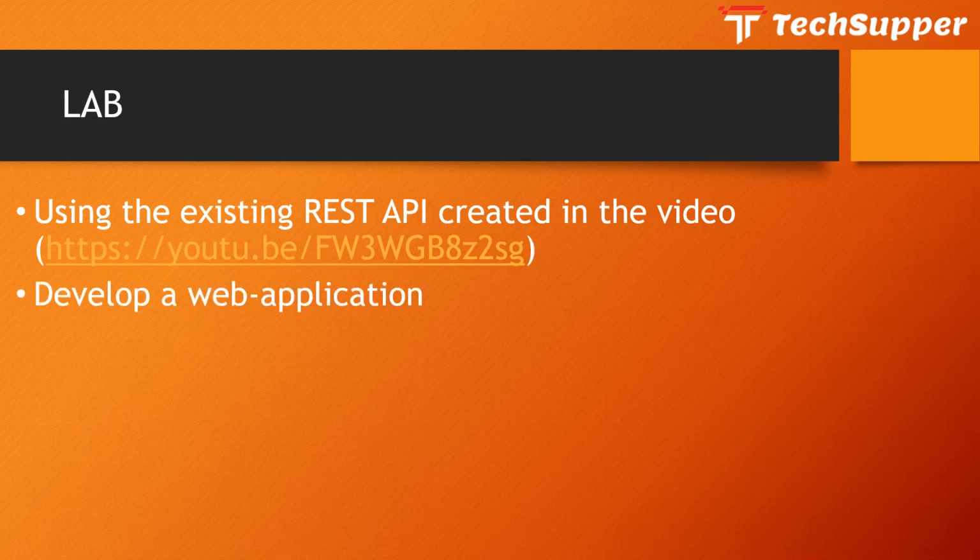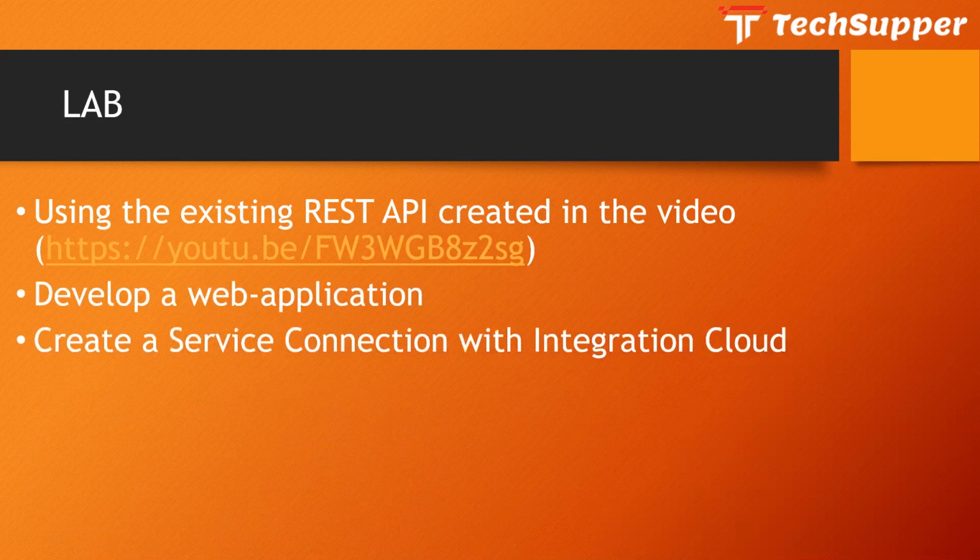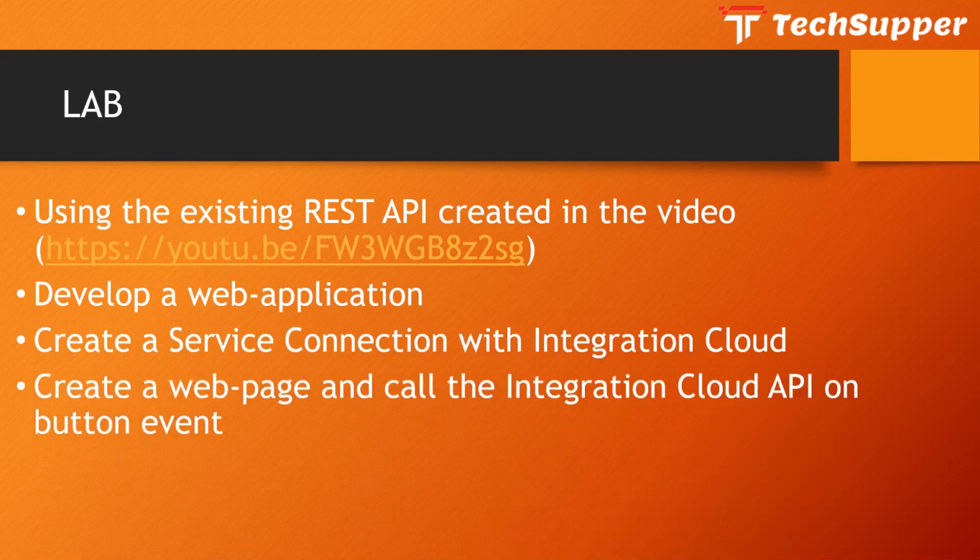What we will do, we will develop a web application in VBCS, and then we will create a service connection with the Integration Cloud. Then we will create a web page in the web application and then call the Integration Cloud API on a button event. So let's see how we can do this on VBCS.